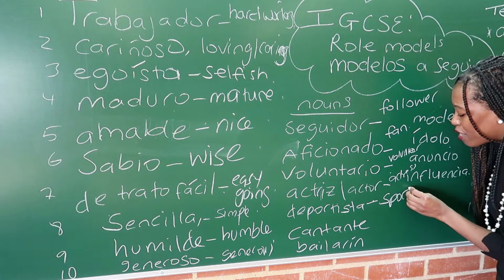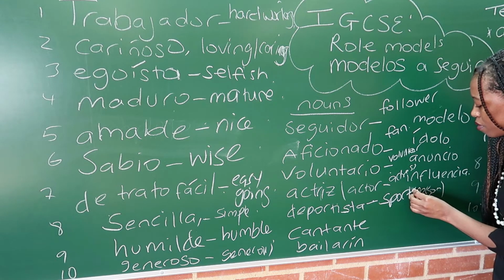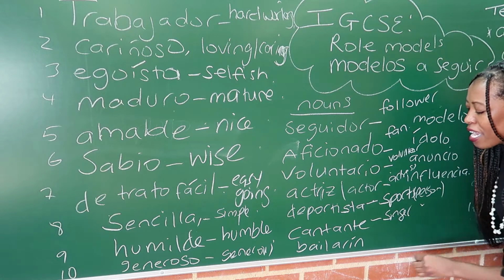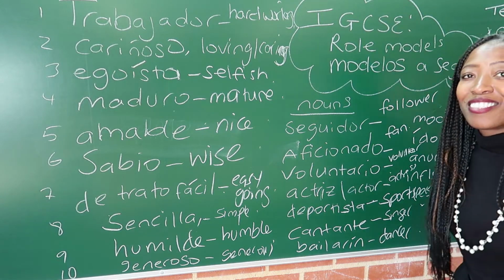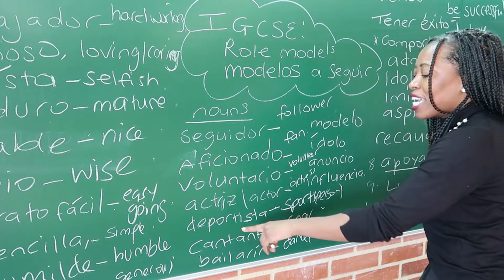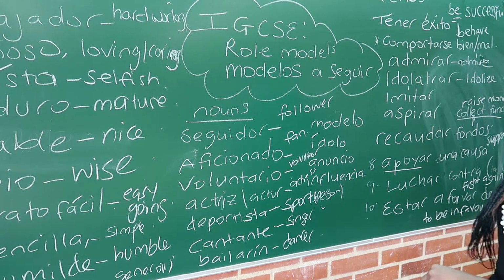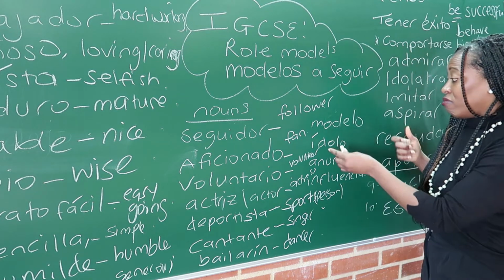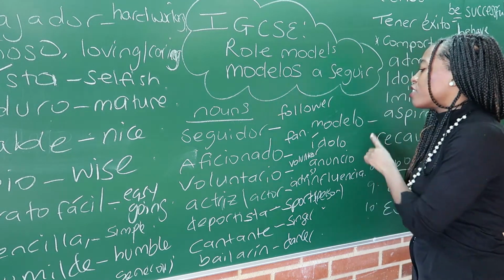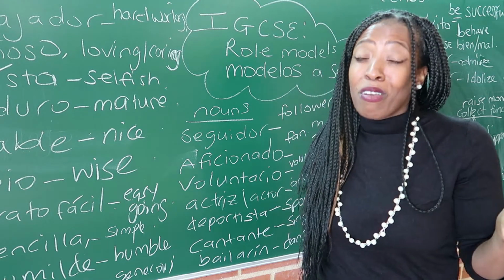Deportista is a sportsperson, sportsman or a sportswoman, deportista. Cantante, singer. And bailarín is a dancer. Okay? Mi ídolo es cantante. Mi ídolo es bailarín. Mi ídolo es deportista. Is a sports person. Okay? I think, do I have any more for you? Okay, modelo. Mi ídolo es un modelo. O es modela. Es modelo. Es una modelo. This never changes. Or es un modelo. Es a boy. Es modelo. You don't put the un. Es modelo. Okay? Male or female, it doesn't matter.